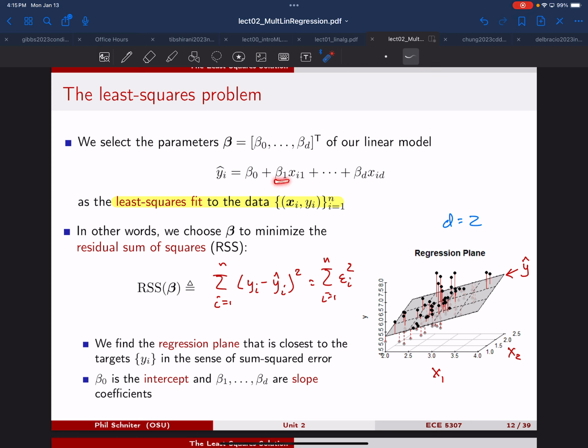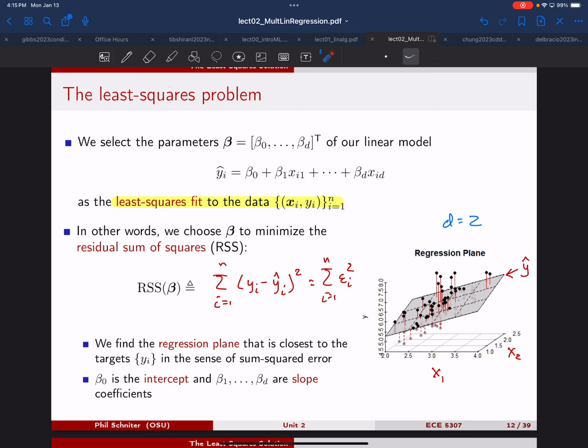And beta 1 would change the slope in this direction, the slope of the plane in that direction, and then beta 2 would change the slope of the plane in that direction. And as you change those beta 0, beta 1, beta 2s, what happens is this plane tilts in different ways, it shifts up and down.